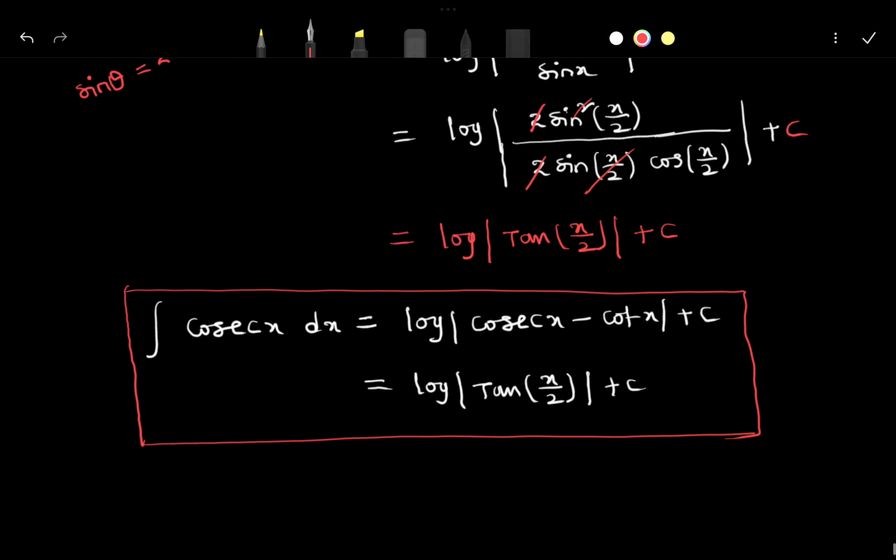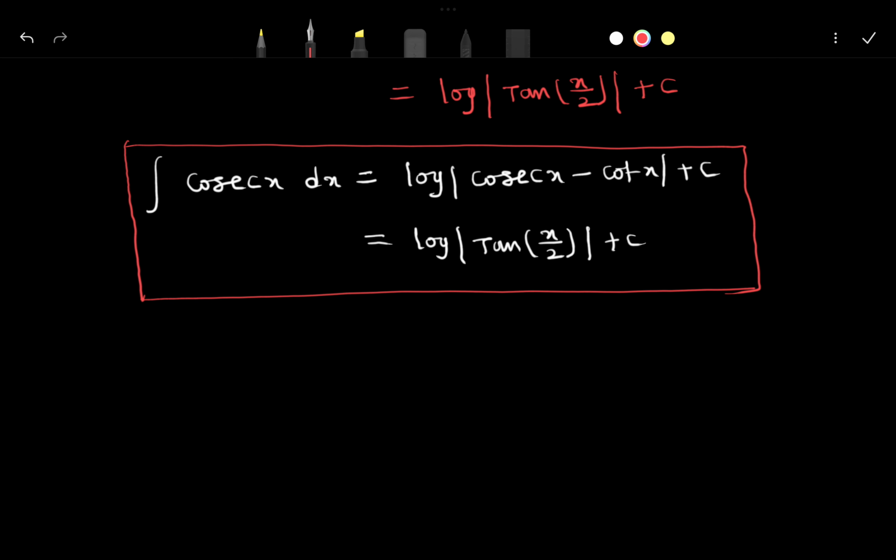In the same way you can also find the integration of secant x. Similarly you can find the integration of secant x into dx. This one we'll discuss in the next video.